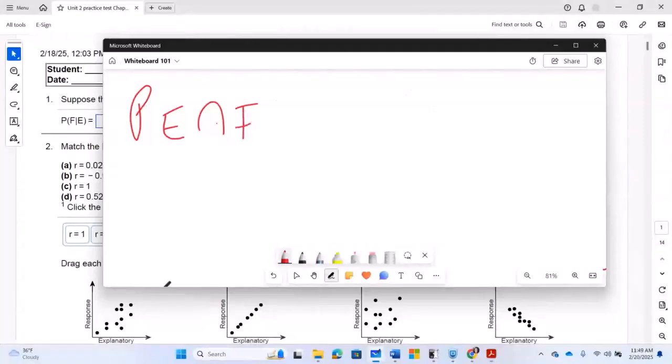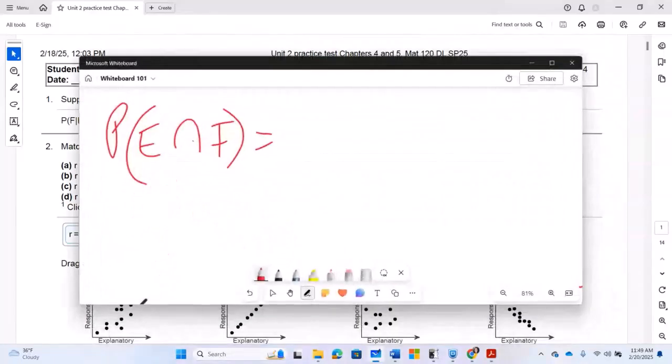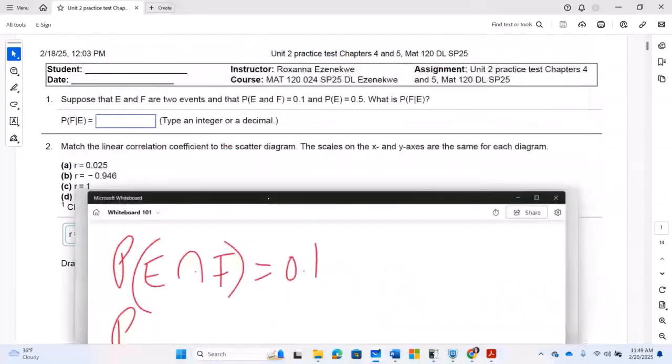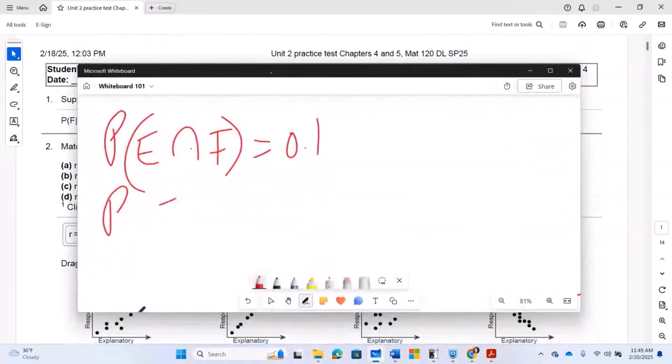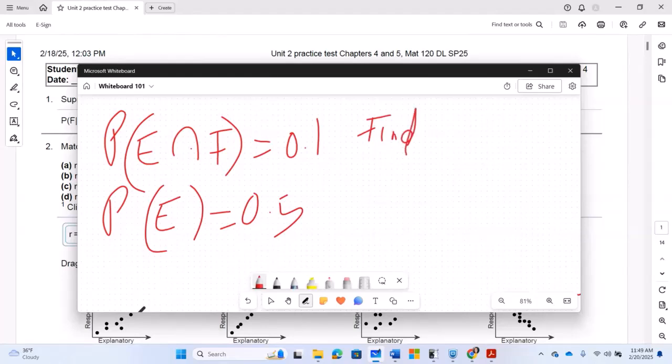so we are given a combined probability of E and F, and we can write intersection wherever I see "and," is equal to, let's see what is given to us, 0.1. And we're given that the probability of E is 0.5. And we are told to find the probability of F, given that E has happened. So find the probability of F, given that E happened first.